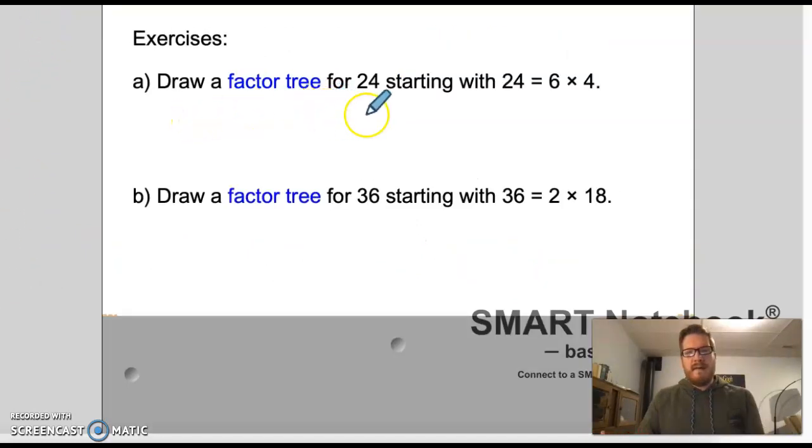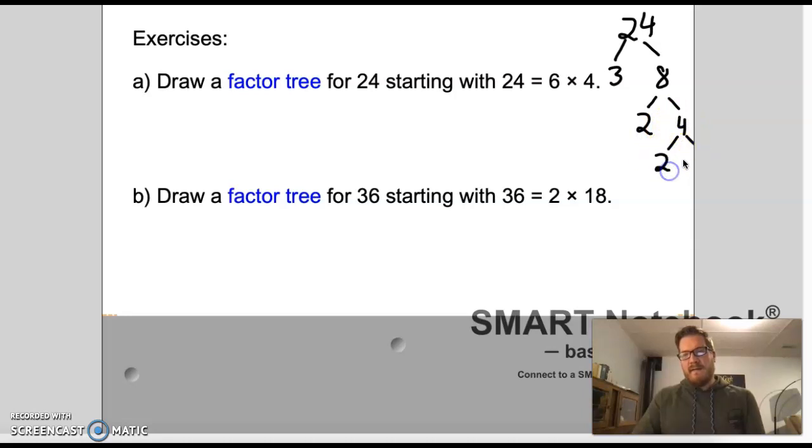All right, so some practice here. I'm actually not going to do the first one because I just did that on the previous slide. It starts with 6 times 4. I'm going to try a different one, and I'll try 24 with 8 times 3 instead. So I'll put 3 over here. So 3 times 8 equals 24, and then 2 times 4 equals 8. And then 2 times 2 also. And so that gives me the prime factorization, 2 times 2 times 2 times 3.